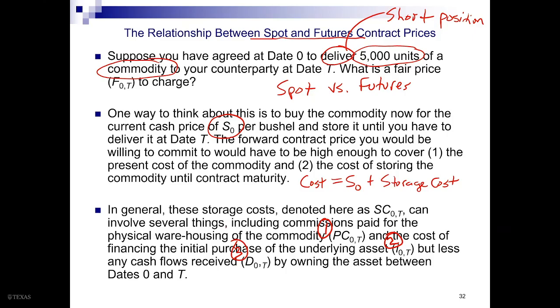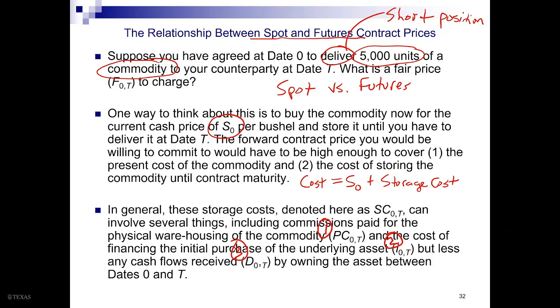And then finally, and this is really quite subtle for some commodities like corn, but by owning the asset that I'm storing, I may actually receive cash flows. So obviously that's not going to happen with corn. But if the asset in question is a share of stock or a bond, then by owning the stock or bond over the next 3 months, I'm going to receive a cash payment, a dividend or a coupon interest payment. So I can reduce the storage cost by any cash flow that I receive.